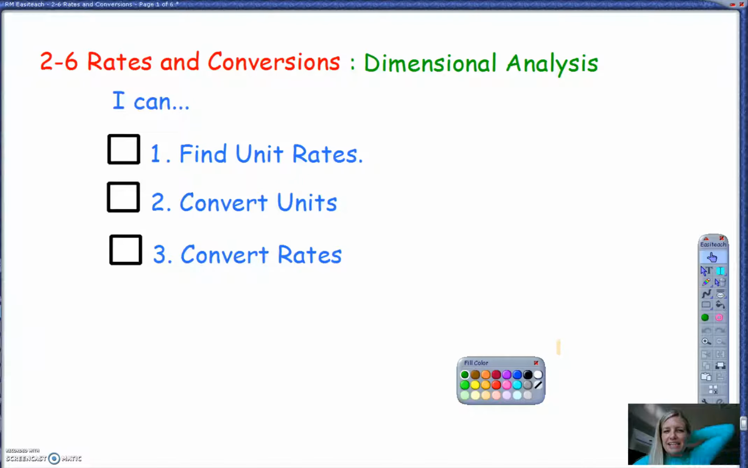Okay, so in this lesson, we're going to be doing section 2.6, where we're doing rates and conversions, also known as dimensional analysis. So this is something that you've done last year in 7th grade. We have 3 important objectives that we're going to do. We're going to go over finding unit rates, converting units, and then converting rates.